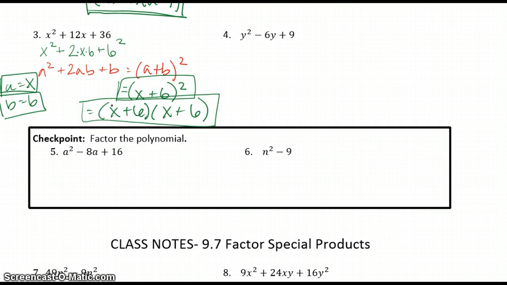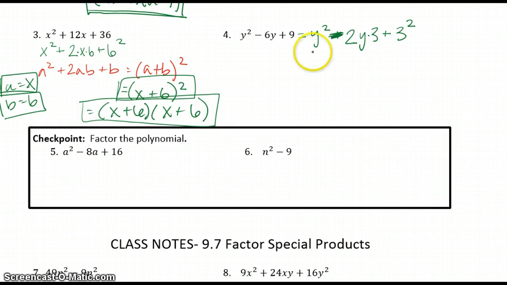Alright, last one, number 4. We have y squared minus 6y plus 9. We can rewrite this as y squared as our first term. Our last term, 9, we can write as 3 squared. So that middle term, we have 3 and y, our y times 3, times minus 2 will give us minus 6. We have minus 2, y times 3.